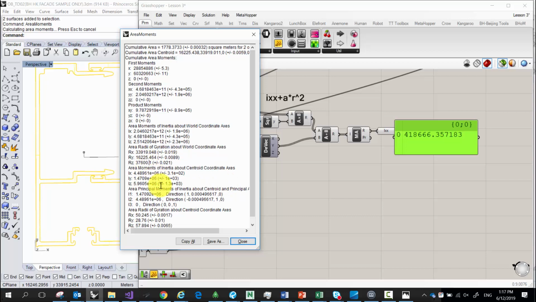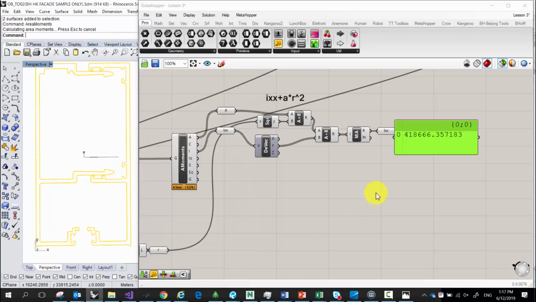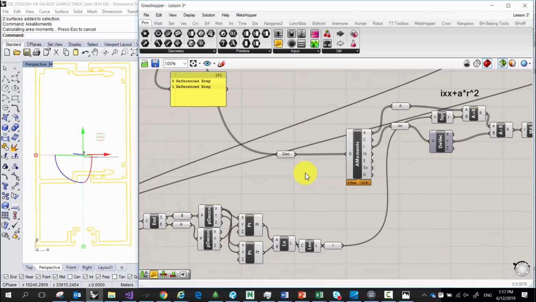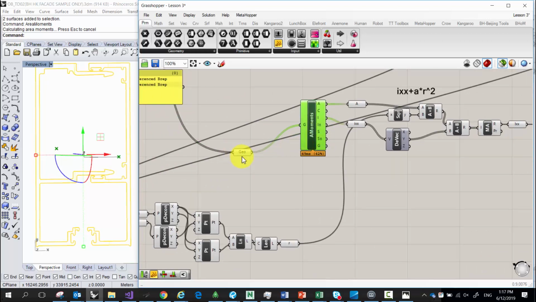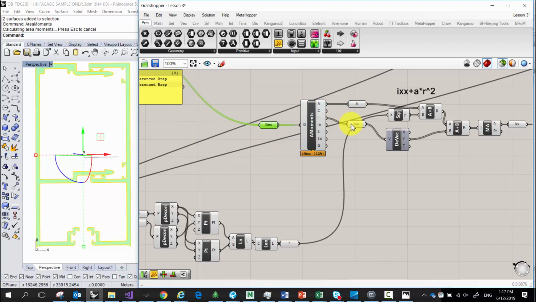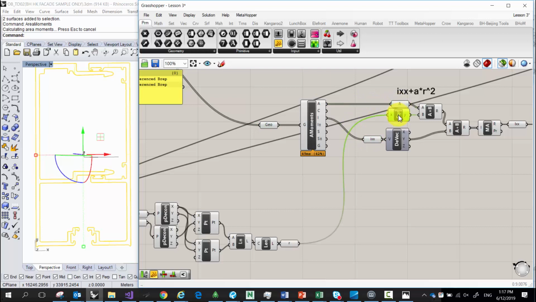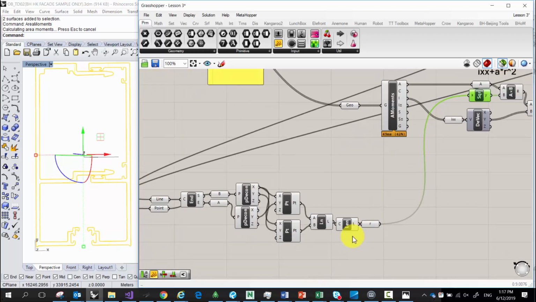Let's just make sure we understand it. IX should be the bigger one. Yes, it is. So we're getting each of these guys' moments of inertia about their centroids. Here's his area. Is this square root or squared? This is squared. Okay.